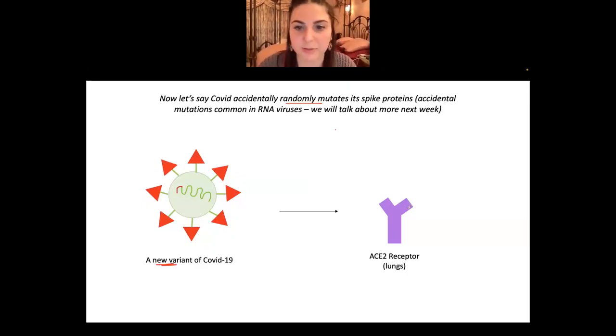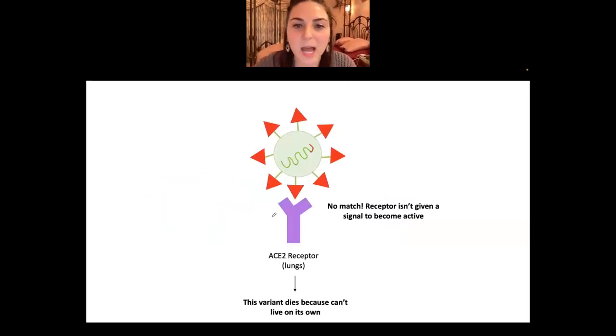It tries to bind to its receptor. It can't bind to it because the spike protein is not a perfect match. So it dies. It can't live on its own. It needs cells to be able to replicate and reproduce. That's why the spike protein with COVID is a really good target, a really good epitope to use in the vaccine. Because if COVID tried to mutate around it, it can't enter the cells. It's going to die.